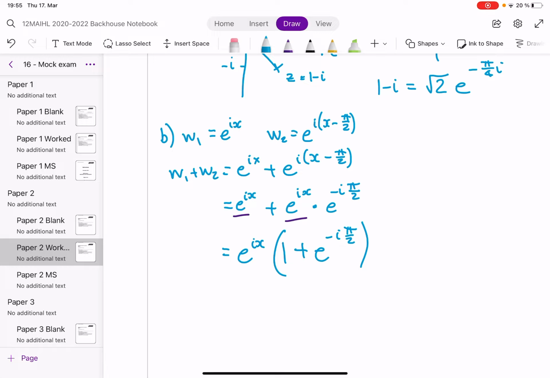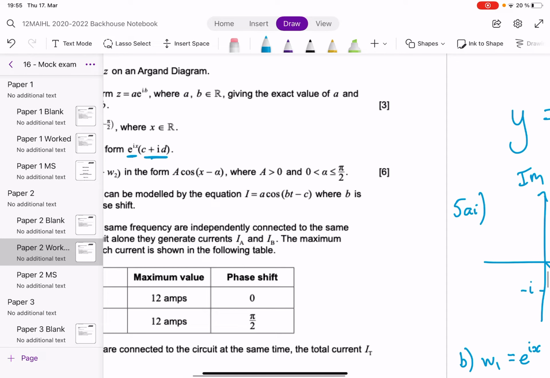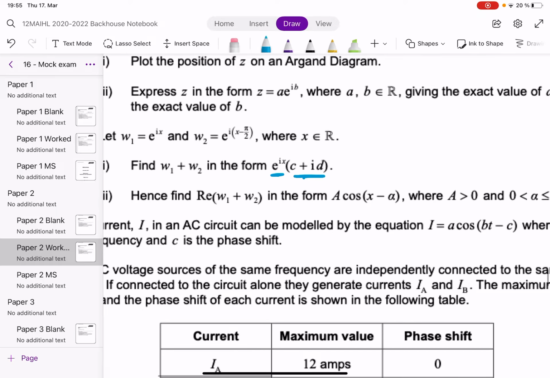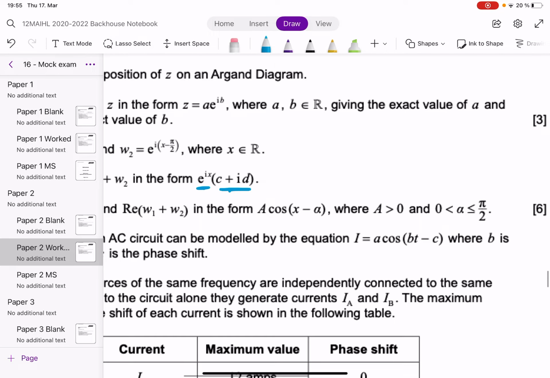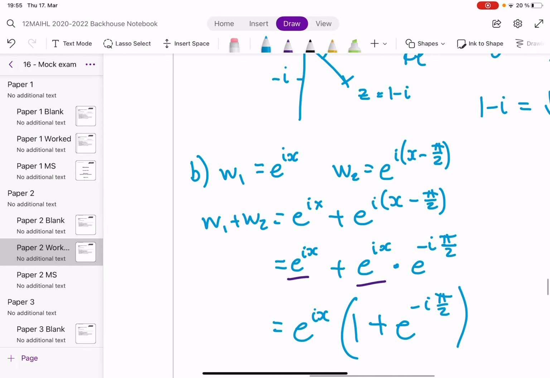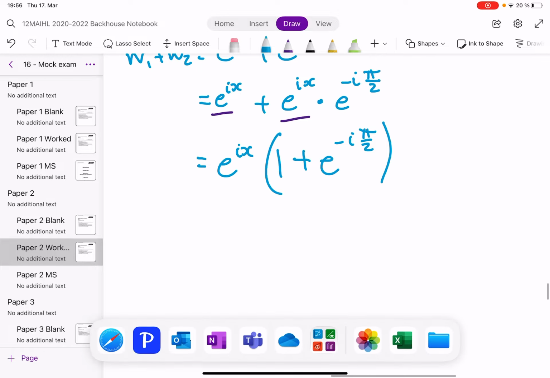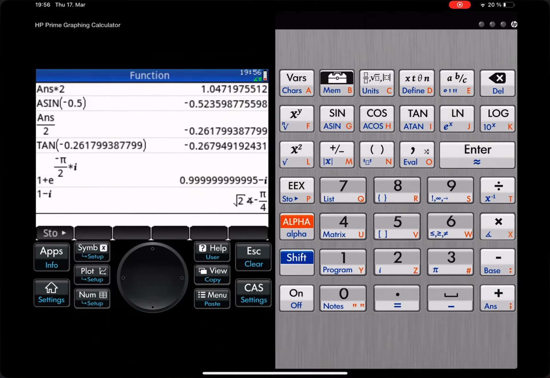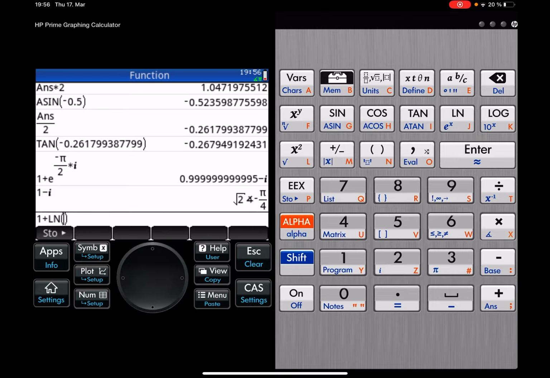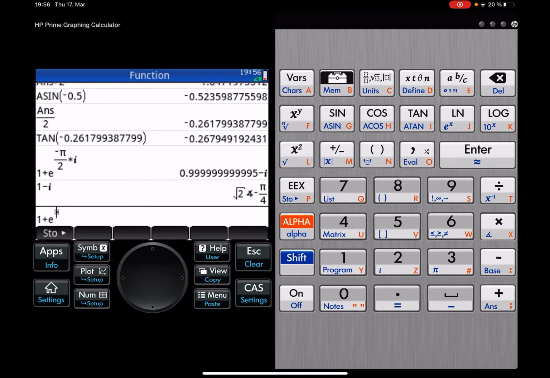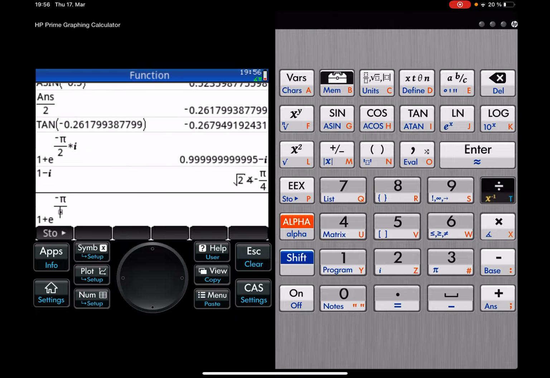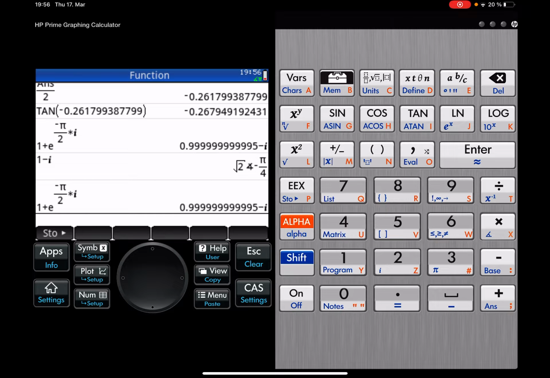Okay, it's not quite the form they wanted. I've got that common factor, but that is not an exponential form, c plus id. That is in our rectangular form. So let's switch it back. The easiest way to do it is to use the calculator: 1 plus e to the negative pi by 2 i. Okay, there we go. We get this.